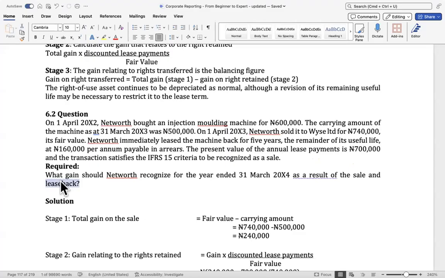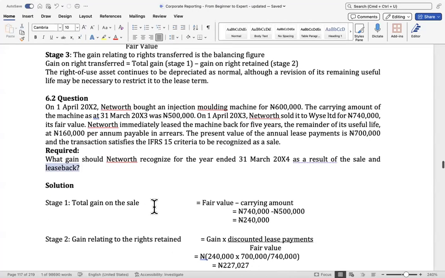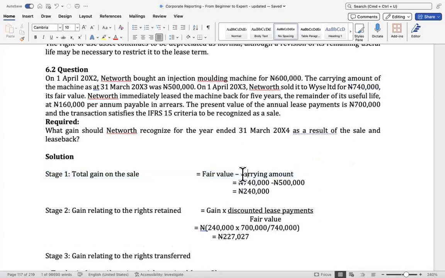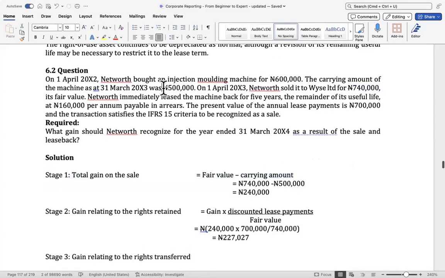Okay, so again, just like I've mentioned theoretically up there, in figures now, the total gain on this sale is the fair value, which is 740, minus the carrying amount of these assets when it's sold. And the carrying amount was 500. So the total gain is 240. But we are saying that there's a portion of this gain relating to right retained, relating to the portion of this asset you are still using, because you leased it back. So you cannot recognize this entire 240 as your gain in P&L. You leased it back, you are still using it.